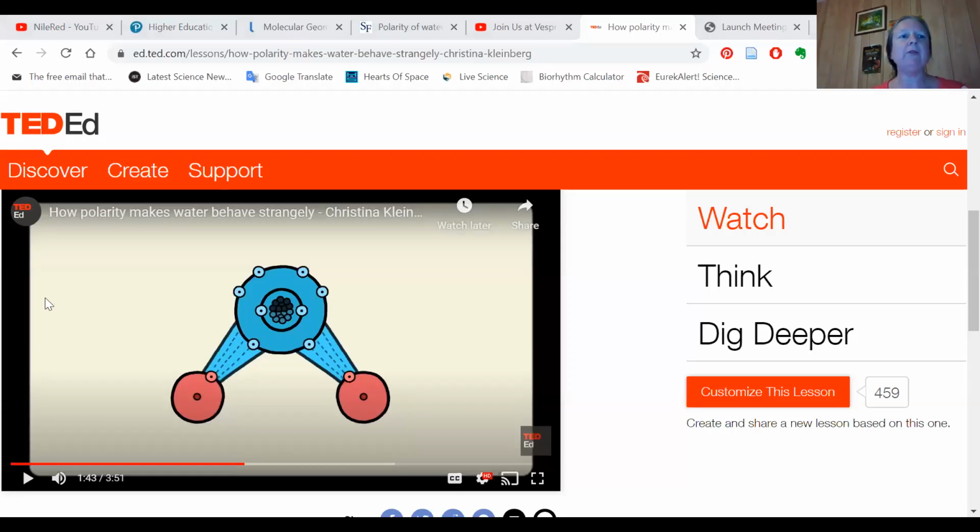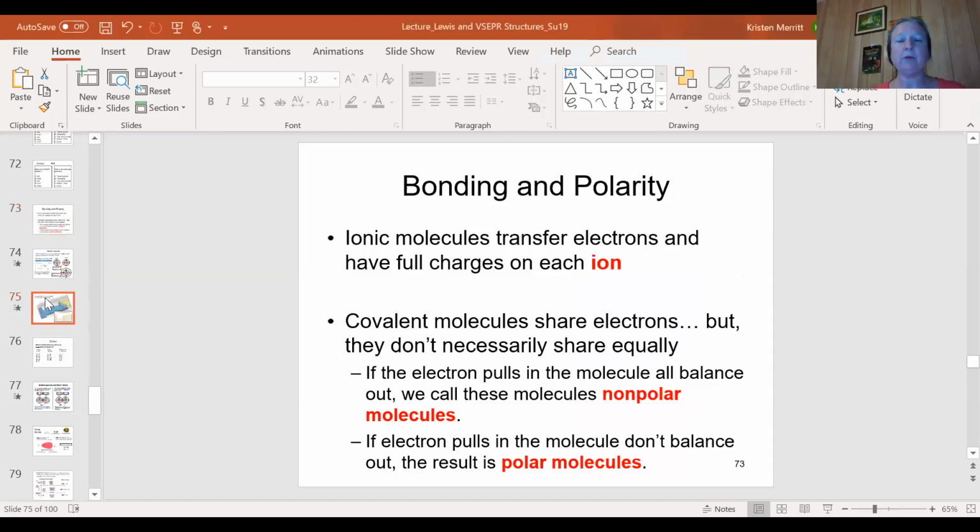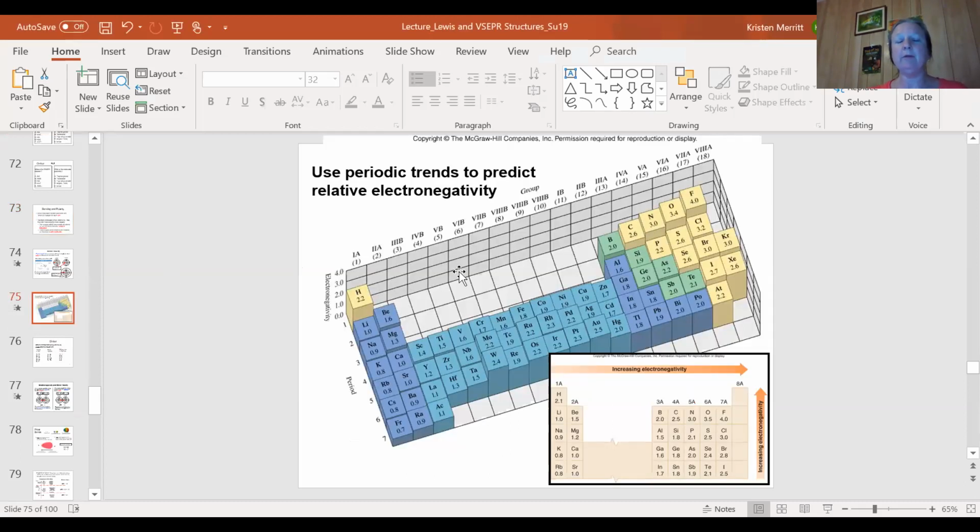If you go back to the electronegativity, this is the reason for polarity. So remember, electronegativity is the measure of an atom's ability to attract electrons and to have more electrons. So here's oxygen over here, more electronegative than hydrogen. Hydrogen is 2.2, oxygen is 3.4. These are electronegativity values, and they're measured in the lab.